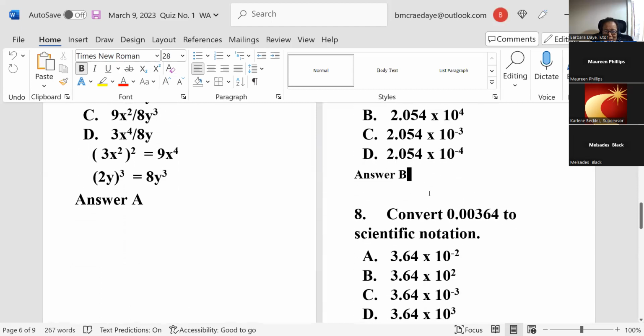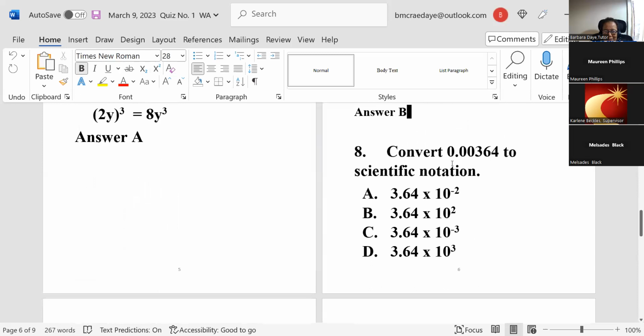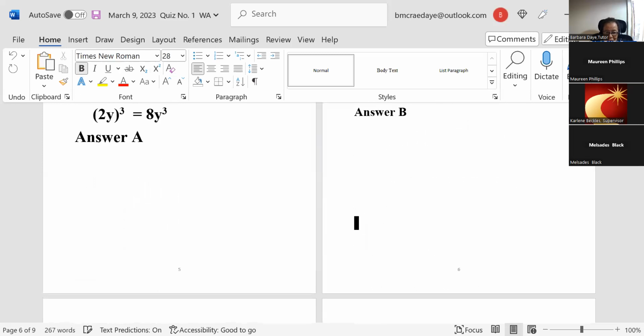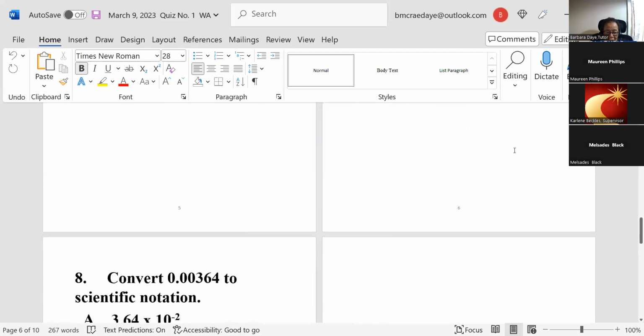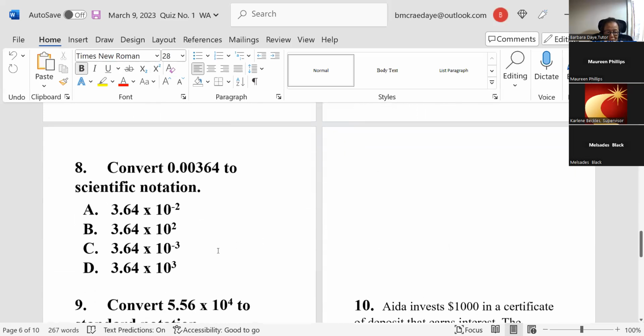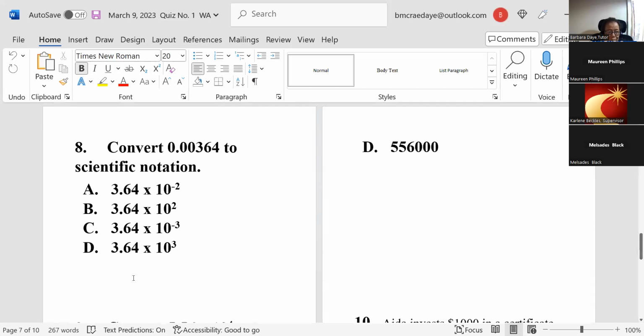And Maureen, number 8. I'm going to put that on the other screen. Okay, Maureen, number 8. What's the answer? Where do you move the decimal point? And what is the answer? And the answer is B. No, C.